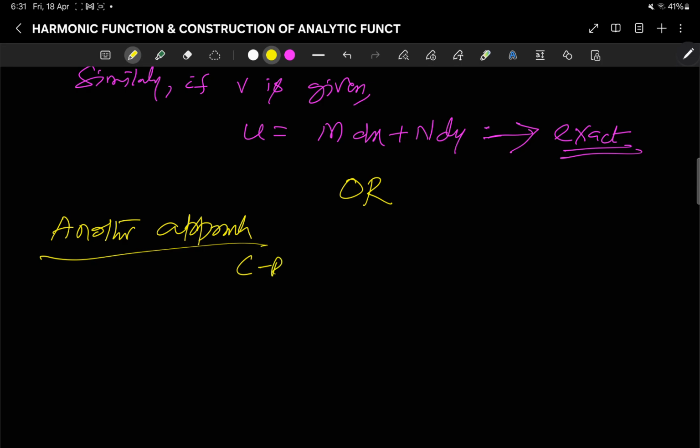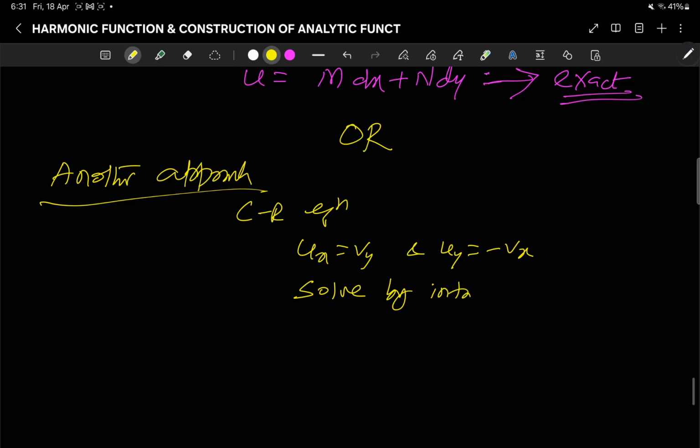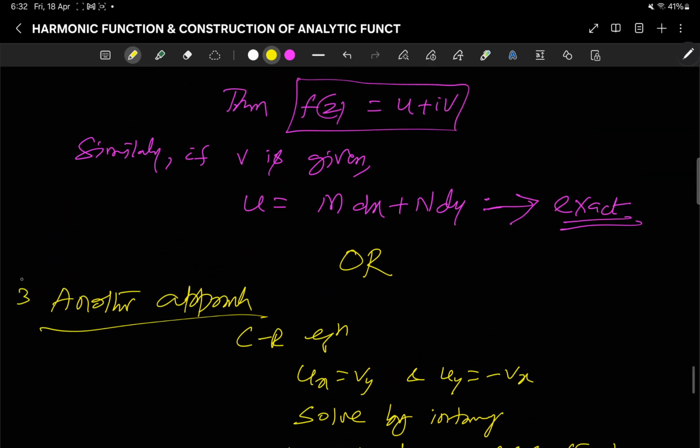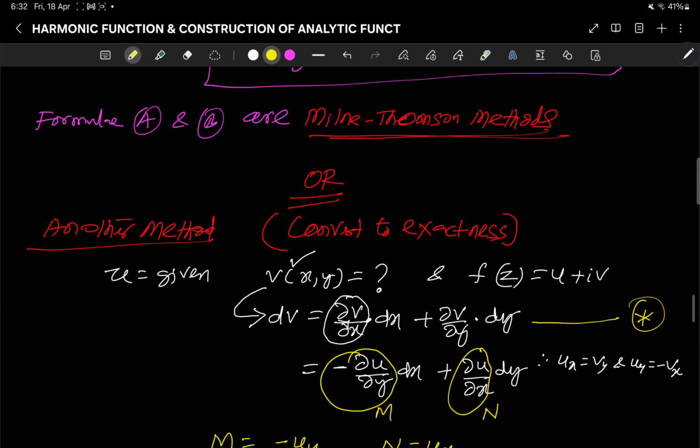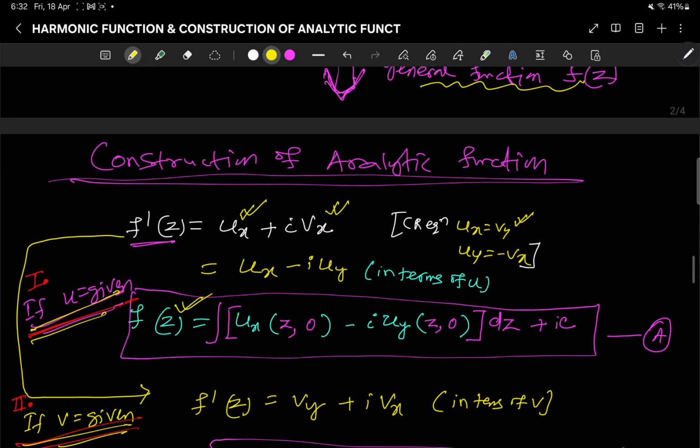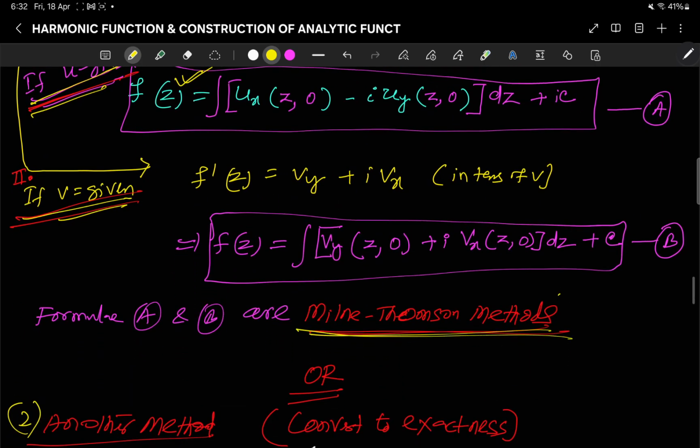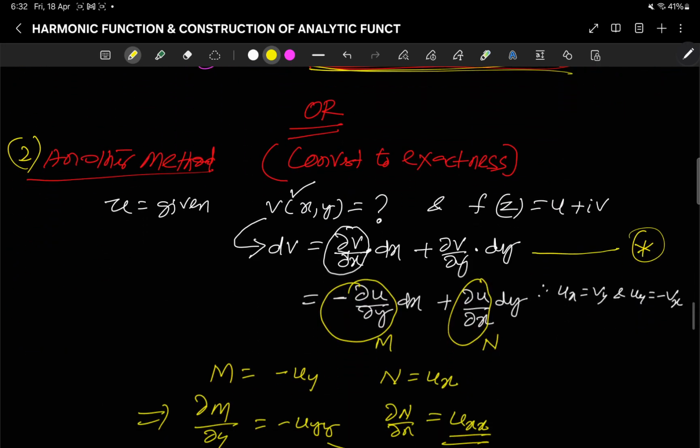Another approach is from the CR equations, Ux is equal to Vy and Uy is equal to minus Vx. Solve by interconnecting to get the harmonic conjugate and f(z). But out of these three methods, this is third, this is my second, and this is my first. I will prefer this Milne-Thomson formula, as this will give you the easy aspects of solving the problem. So let us solve one example.